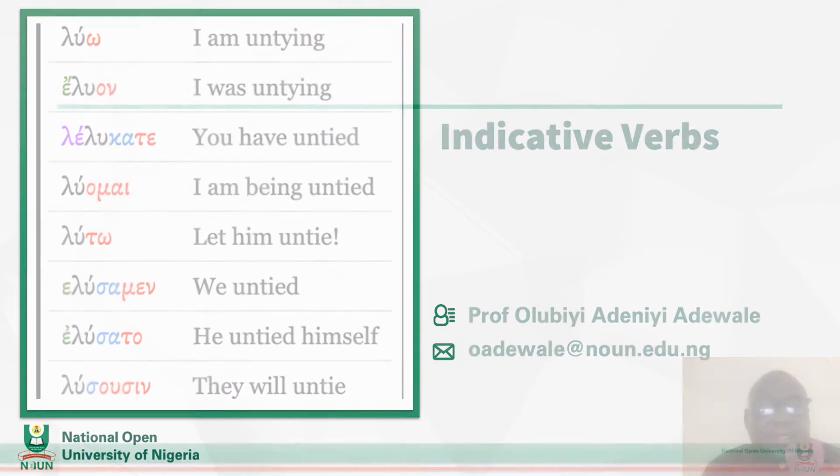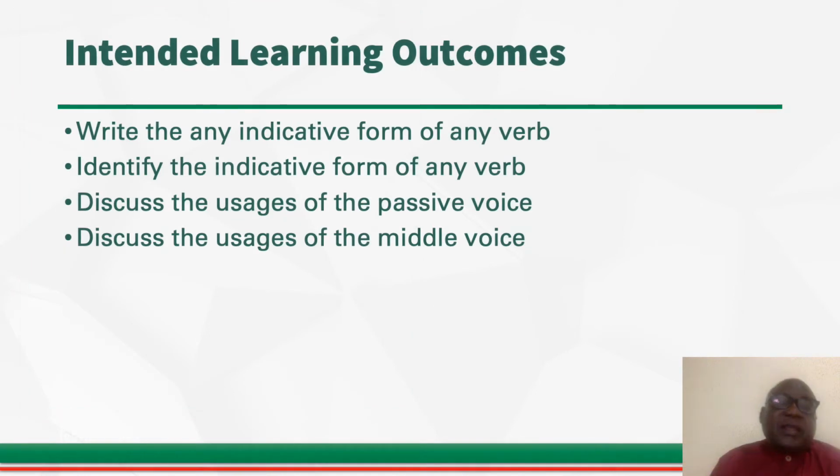All right. Second session on our review. The intended learning outcome of this session is to make sure that you're able to write any indicative verb in any form, in any voice.